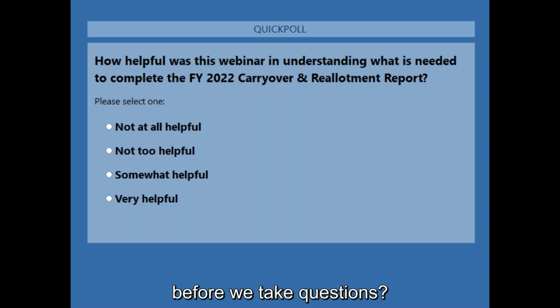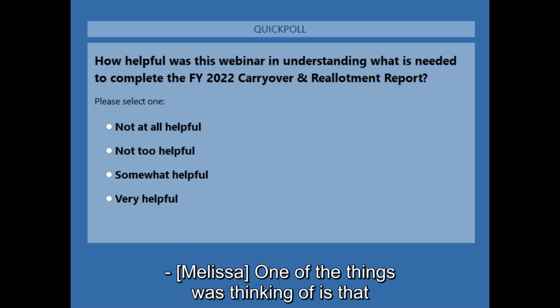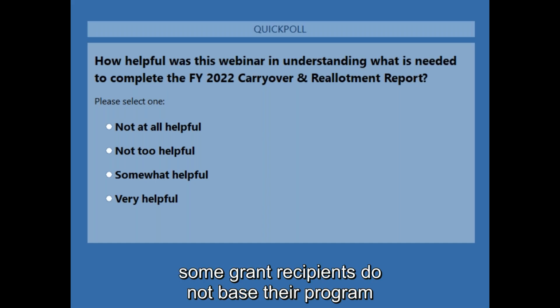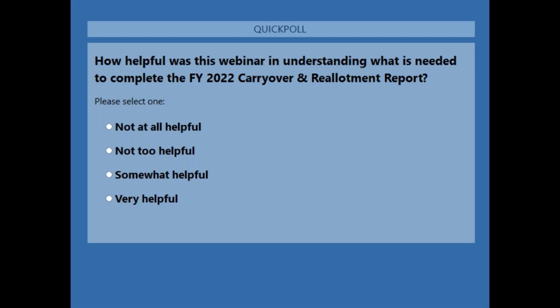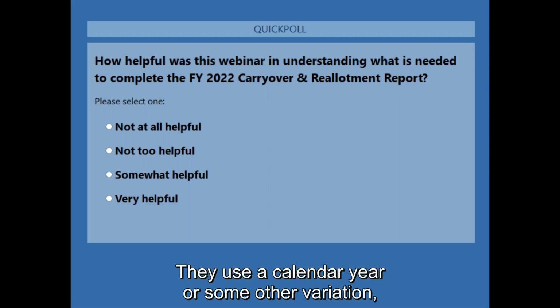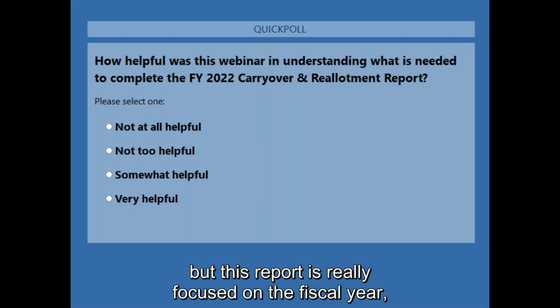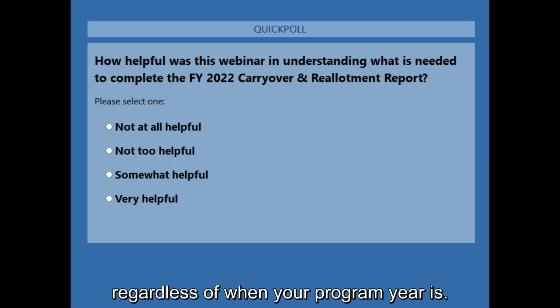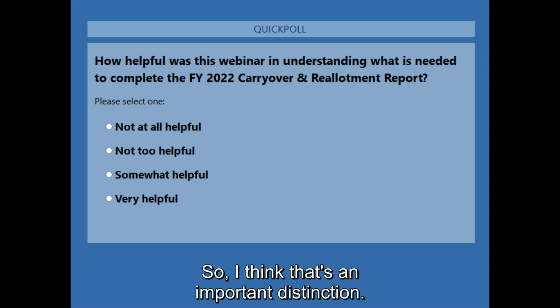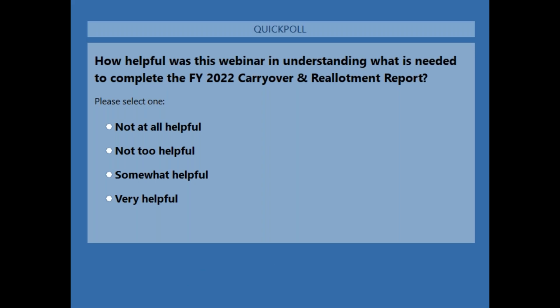The only thing, or one of the things I was thinking of, is that some grant recipients do not base their program on the fiscal year. They use a calendar year or some other variation, you know, June to June or January to December. But this report is really focused on the fiscal year, regardless of when your program year is. So I think that's an important distinction. Right.